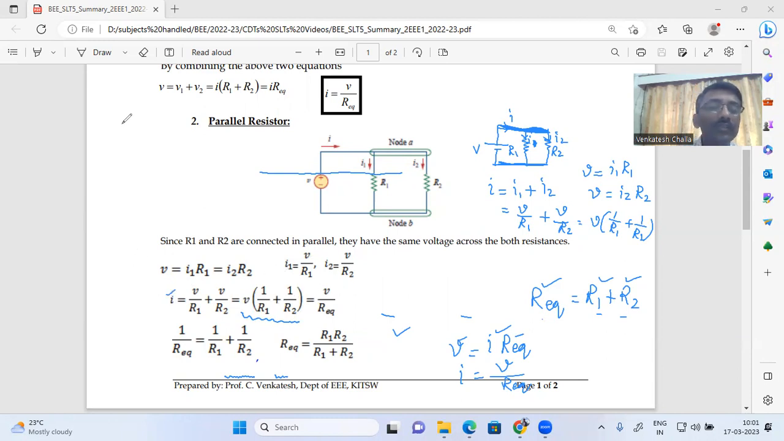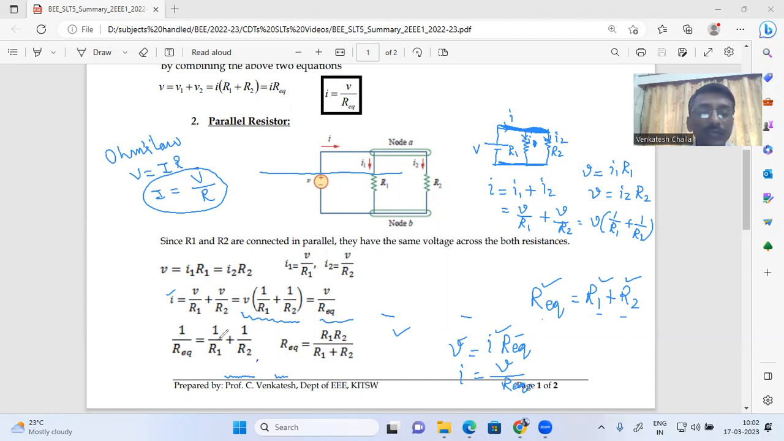Now we know that by Ohm's law, voltage V is I into R, and therefore I should be equal to what? Voltage divided by resistance. This is the general formula for the resistor. So now what is happening here? I can write this as I is equal to V divided by the reciprocal of this value. So that is V by R equivalent, as it represents.